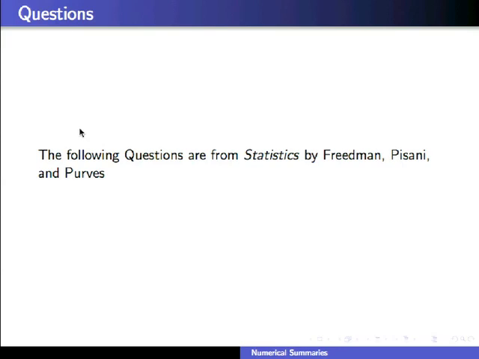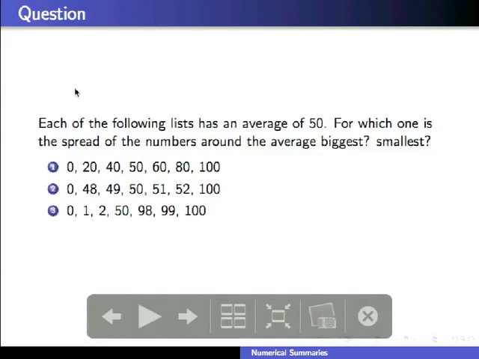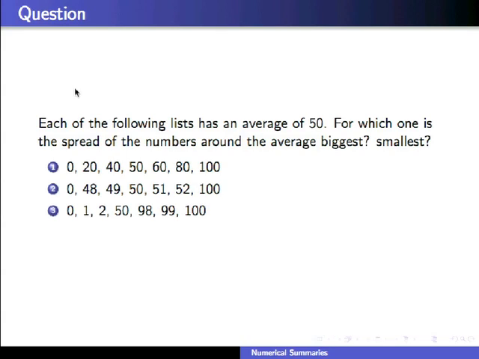We're going to time it. We'll give you each 30 seconds for each question to think about it, and then we'll see what kinds of answers you have for them. First question. Each of the following lists has an average of 50. For which one is the spread of the numbers around the average biggest and smallest?